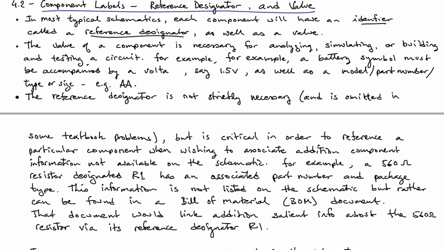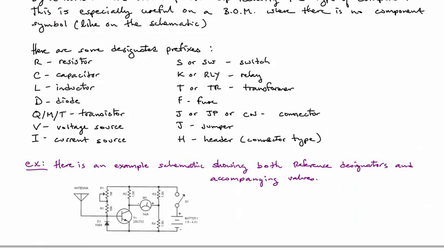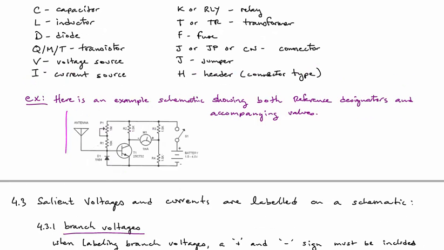Okay, component labels. There are reference designators and there are values. Typically in a schematic you will see both of those next to each component. Reference designators are things like R1, R2, etc. Let me show you. Here's an example one right down here.